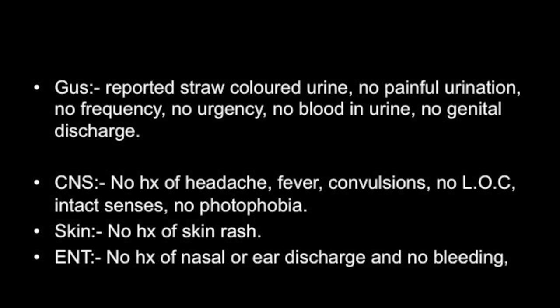Genitourinary system: he reported straw-colored urine, no painful urination, no frequency, no urgency, no blood in urine, no genital discharges. Central nervous system: no history of headache, fever, convulsions, or loss of consciousness, intact senses, and no photophobia. Skin: no history of any skin rashes prior to admission. Ear, nose, and throat: no history of nasal or ear discharge or any bleeding from extremities.